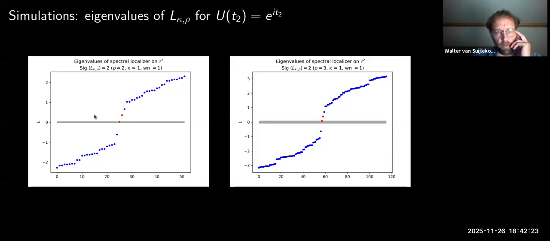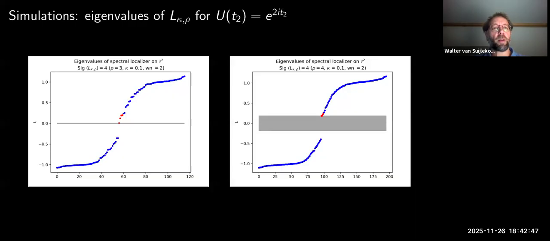You look at the eigenvalues. You first of all find that there's a gap, so that's good. And here as well. And these red dots mean there are 2 more positive than negative. And that's really telling me that the signature is equal to 2, so divided by 2, giving me the index equal to 1. So for the winding number of this unitary.